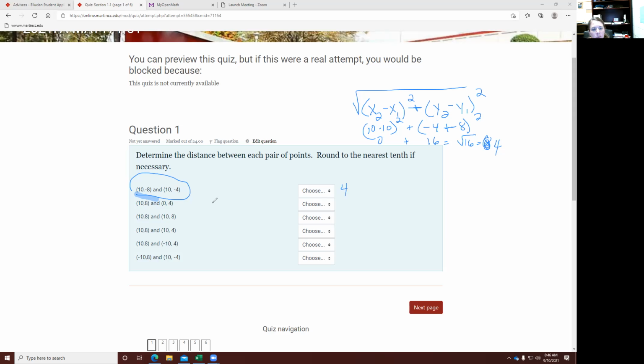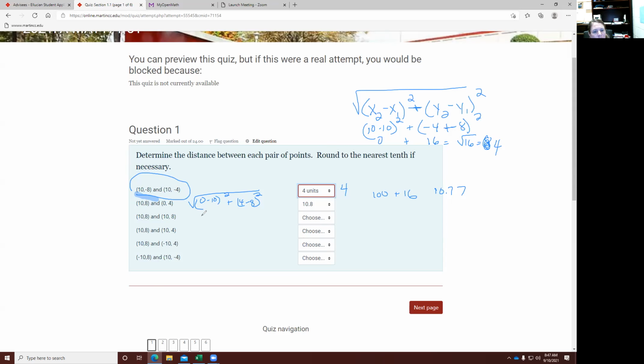Okay. The next one, you would do 10 minus 0. We could do 0 minus 10. And then 4 minus 8. Square root of that. It's going to be -10 squared, which is 100, plus -4 squared, which is 16. And so the square root of 116 is going to give you about 10.77. See if that answer is up here. Yep, so 10.8. This was 4.